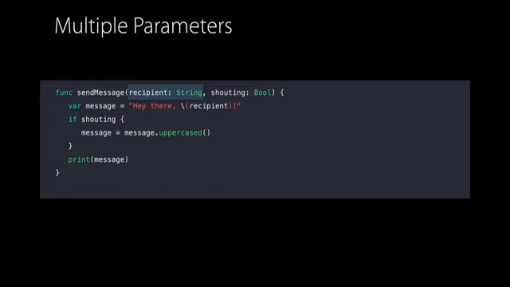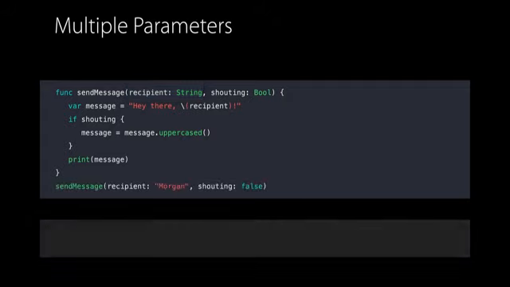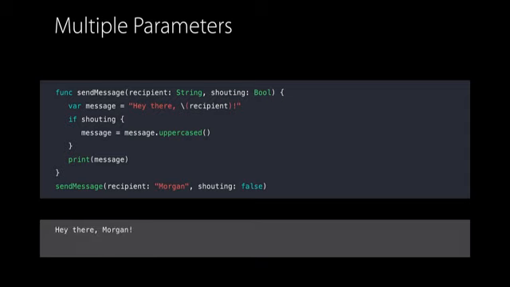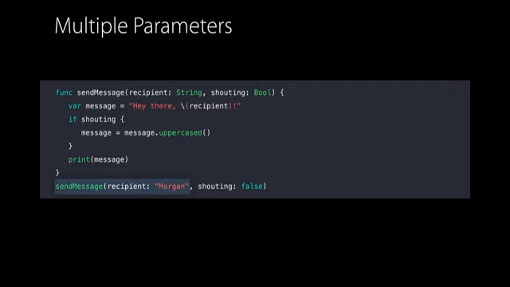So here we've added a parameter called recipient, which is of type String, and we've included the recipient's name in our message using string interpolation. And now when you call the function, you can pass in the recipient's name. Now, although the message prints as you'd expect, it doesn't read very well when you call it. SendMessage recipient Morgan is pretty awkward.